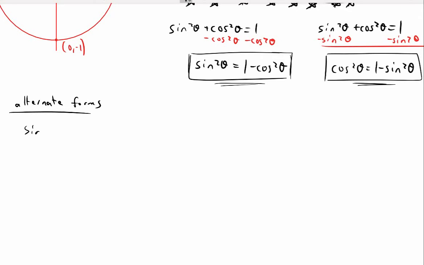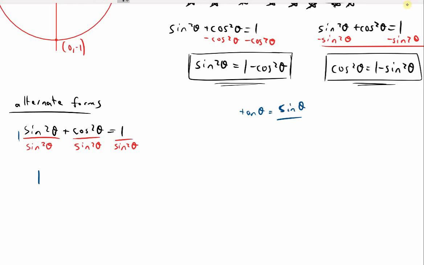But one alternate form is going to come if we divide everything by sine squared. Remember, as long as we perform the same operation to every term in an equation, we can always do that. So if I divide everything by sine squared, that's going to give me a new form here. We have sine squared divided by sine squared is just 1.